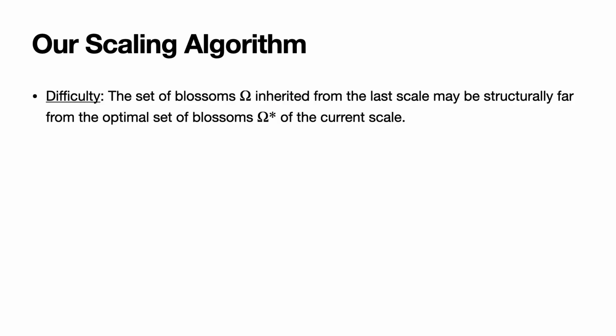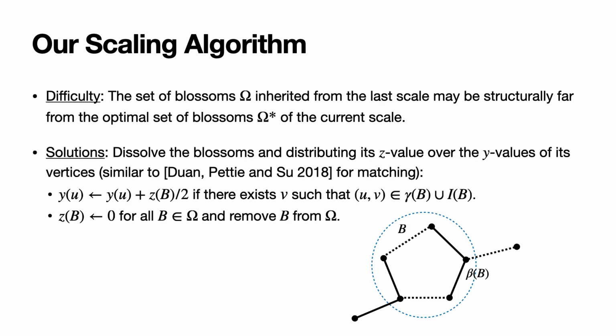The difficulty is that the set of blossoms Ω inherited from the last scale may be structurally far from the optimal set of blossoms Ω* of the current scale. Our solution is to dissolve the blossoms and distribute their z-values over the y-values of their vertices. After the dissolution, all the blossoms are removed from Ω.